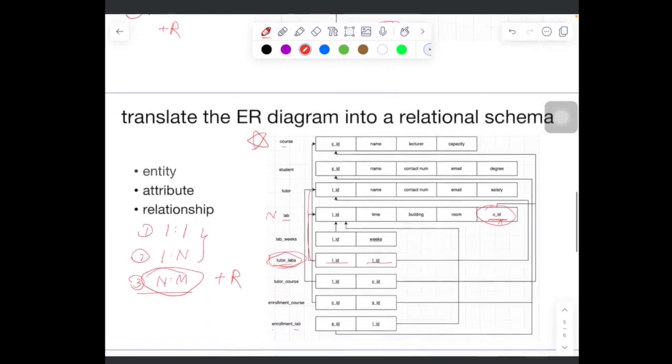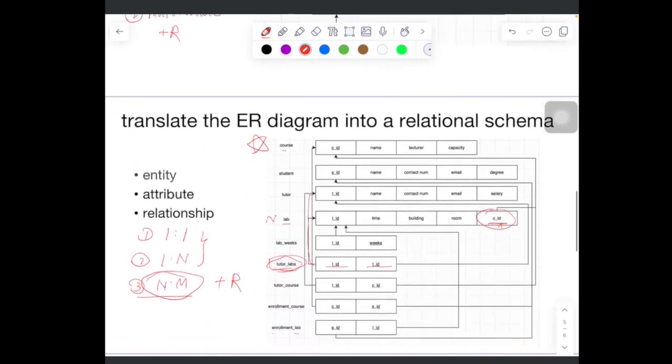For the relationships, let's clarify that there are three kinds of relationships. The first one is a one-to-one relationship, the second one is a one-to-n relationship, and the third one is the n-to-m relationship. Please remember, for the first two types, one-to-one and one-to-n, when transferring to a relational schema, we don't need an extra relation. And for the third one, the n-to-m, we need an extra relation.